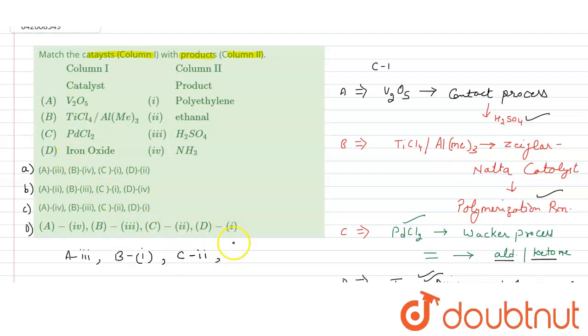And the fourth one, iron oxide. So D is automatically related to fourth. That is the formation of ammonia, which is the Haber process. So this will be the answer. So let's check the options.